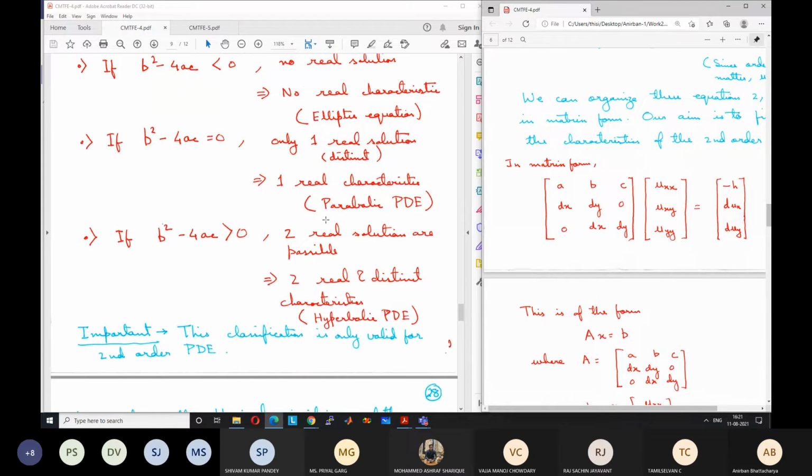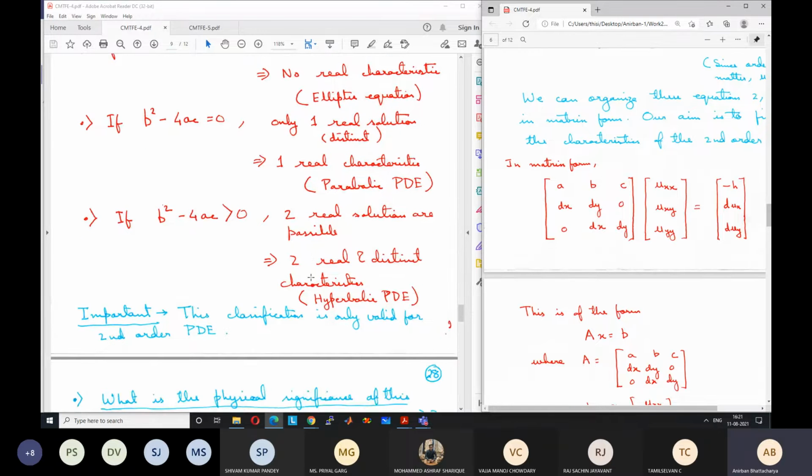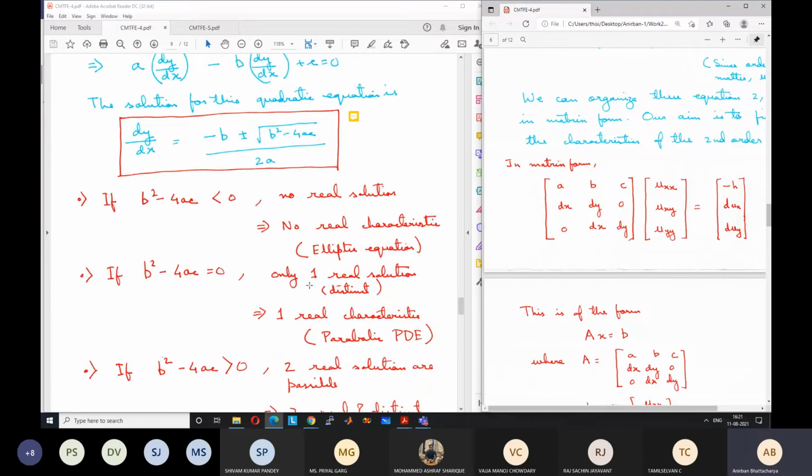The important point to note here is that this classification is only valid for second order PD. We have done this discussion only for second order PD because this is relevant for us. Second order PDs are relevant for our fluid flow and thermal problems, and our course is on computational methods for thermal and fluid flow problems. That's why we are bothered with this.